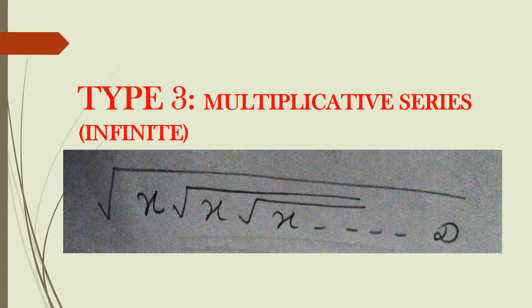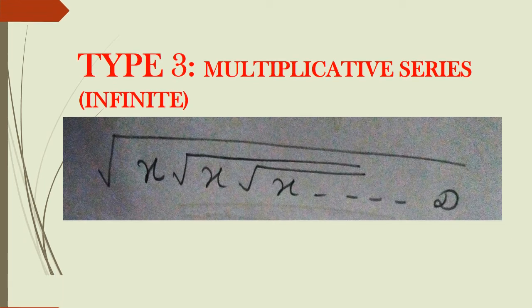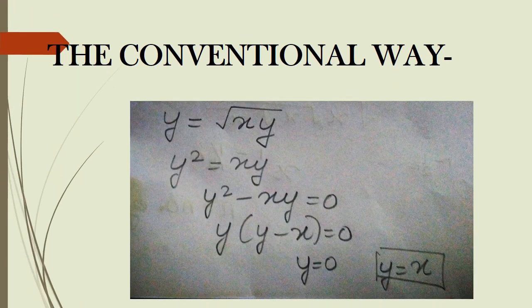Type 3, multiplicative series, infinite. The series will be in the form of under root x into under root x into under root x till infinity. So let's discuss the conventional way for this. I have considered the series as y. So y is equal to under root x into y, because the series is being repeated. Squaring both sides, I get y square is equal to xy. After rearranging the terms and finding the solution, we get the final answer as y is equal to x.